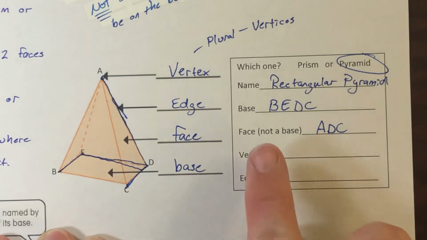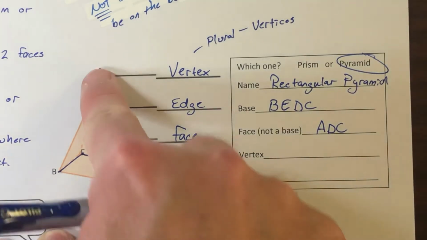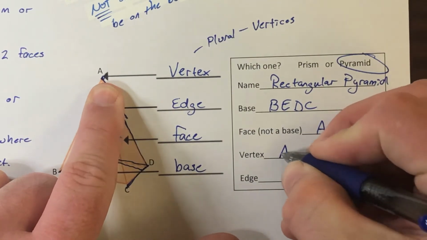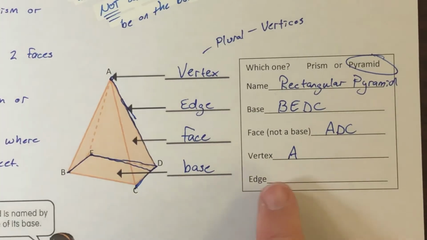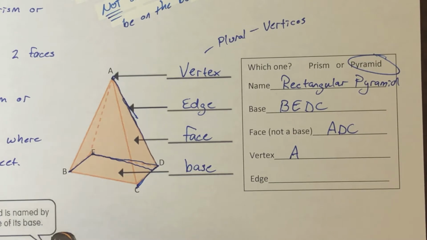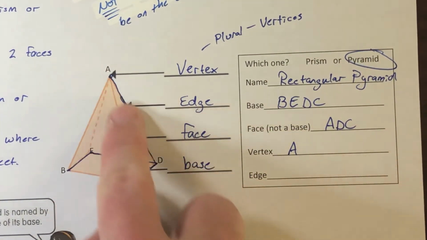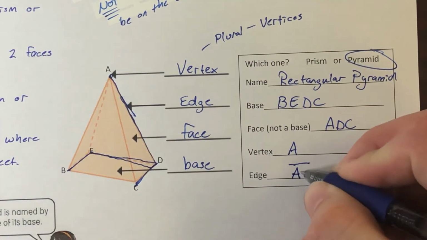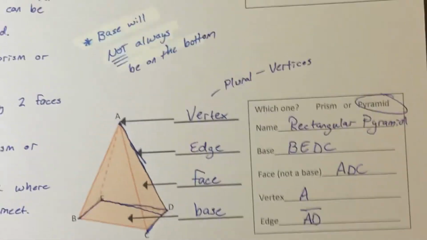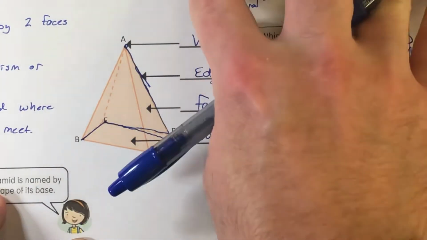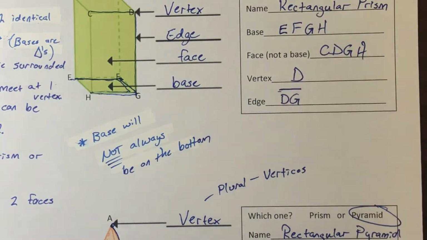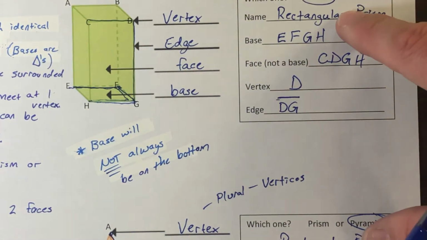And then next, vertex. I've got 5 options. Let's just go with the one they're pointing to. So pointing to vertex A. Last one, edge. There are 8 to choose from. We'll go with the one they're pointing to, which is line AD. So line AD. So these are just a couple examples of naming bases, faces, vertices, and edges, and naming the shapes.